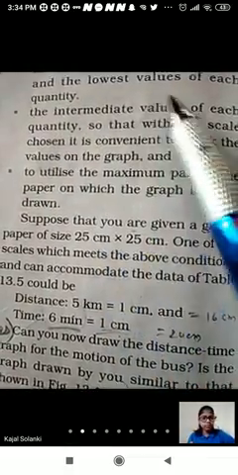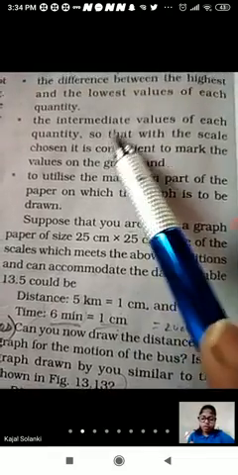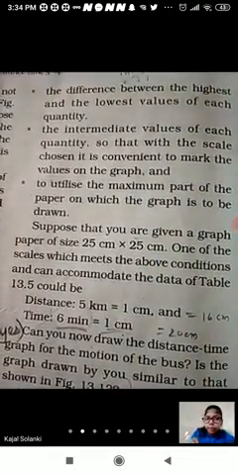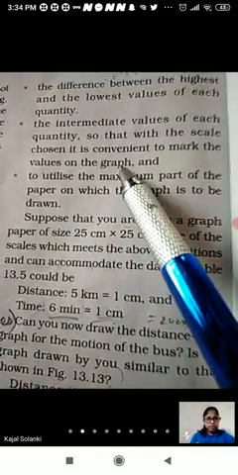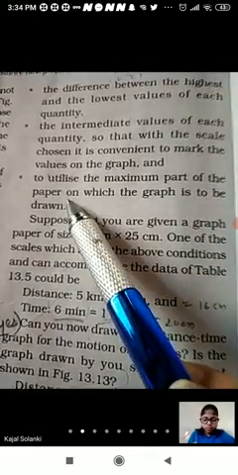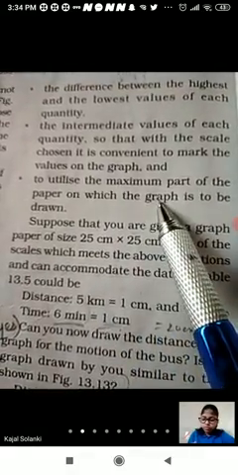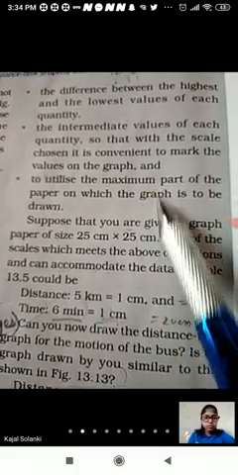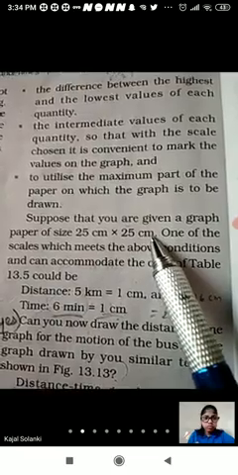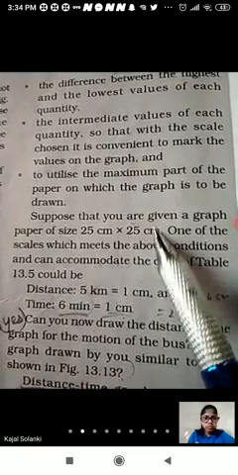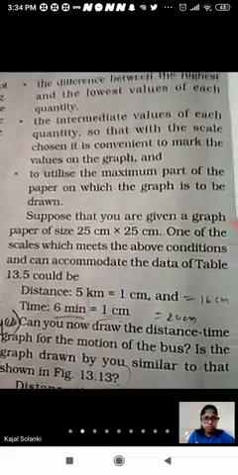Okay, 1 minute, wait. The intermediate values means the values in between are also very important, so that with the scale chosen it is convenient to mark the values on the graph. And lastly, to utilize the maximum part of the paper: it should not happen that we take graph paper and our graph becomes very tiny and a lot of space is left blank. It should not be like that. Okay, come on, who will read from here now?